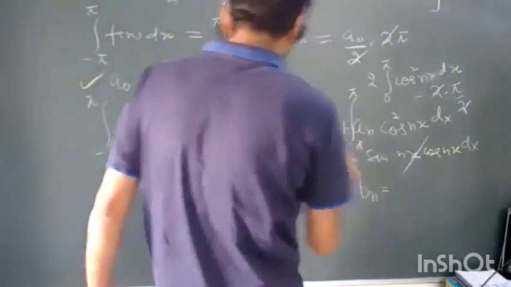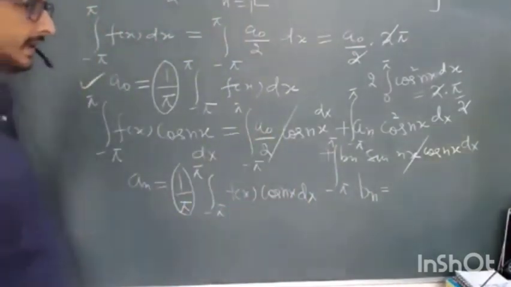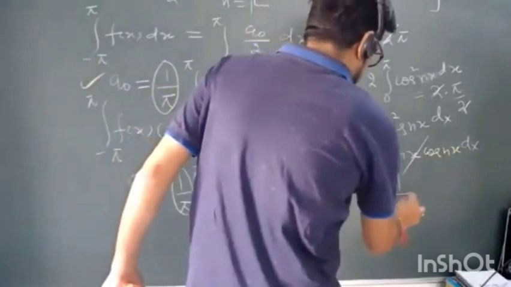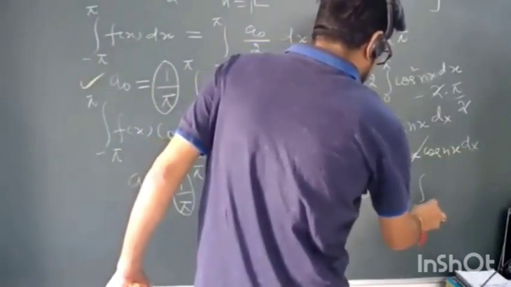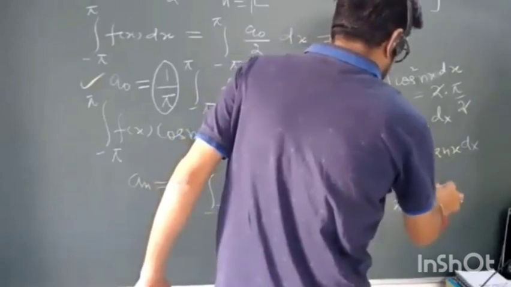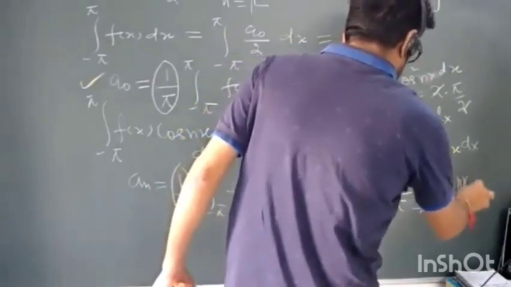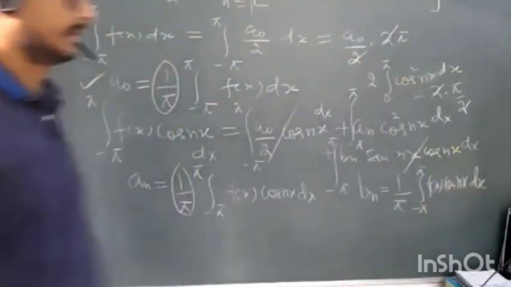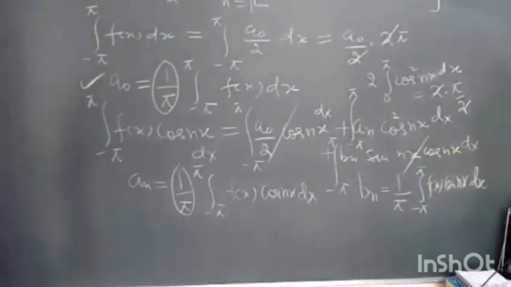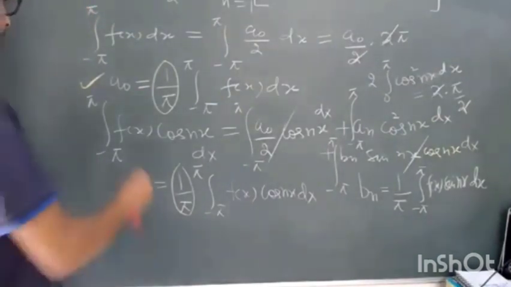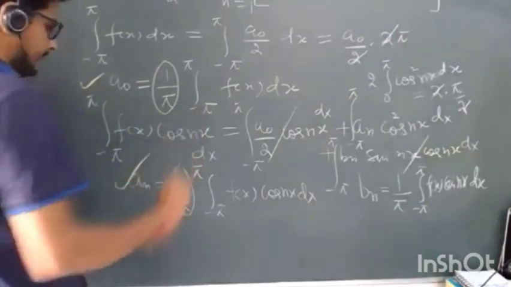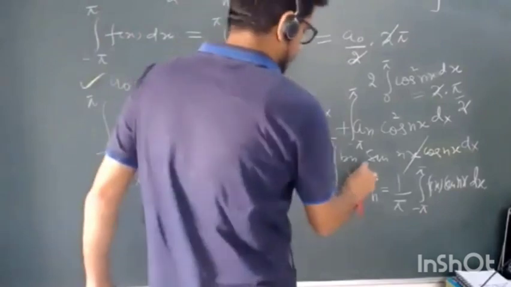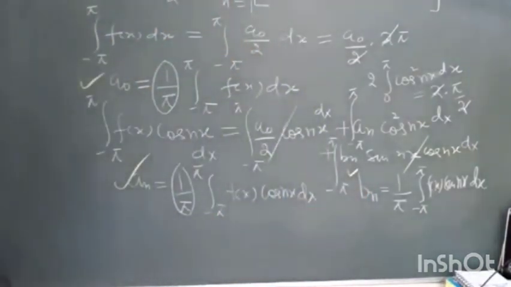In another case, I will multiply both sides by sin nx and then derive. So it will come out to be 1 upon pi integral minus pi to pi f(x) sin of nx dx. So a naught, an and bn, all three formulas are ready, and now we can write our function in this form.